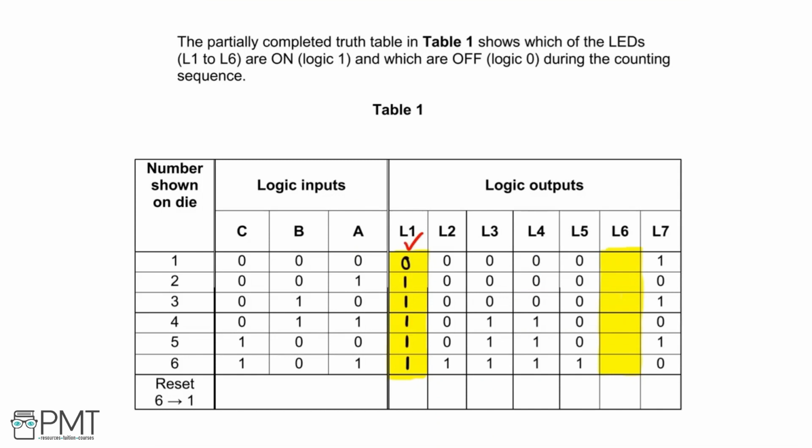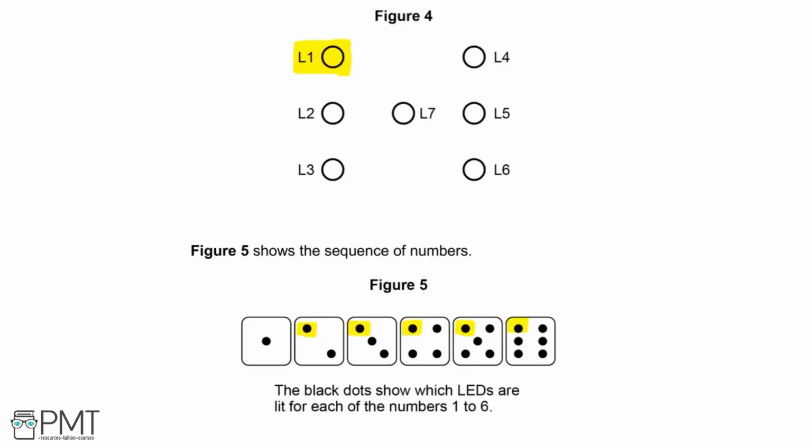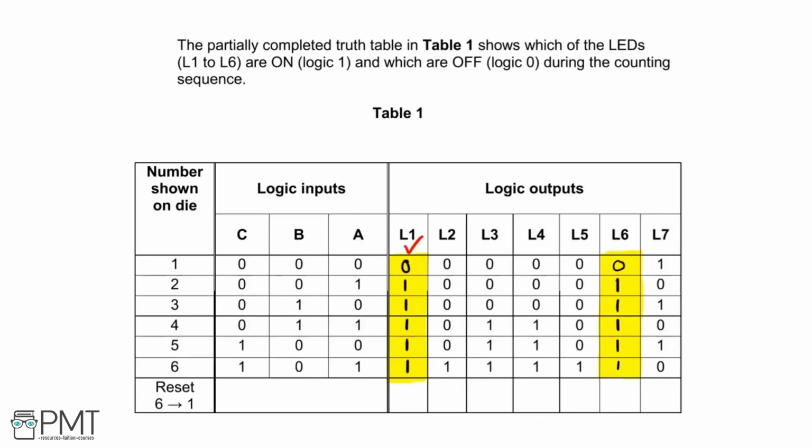Let's now take a look at L6. We can see here that L6, the bottom right dot, is also present in all numbers except 1. So we put the same pattern of numbers in there. And your second mark will be for getting those numbers correct. So 2 marks there.